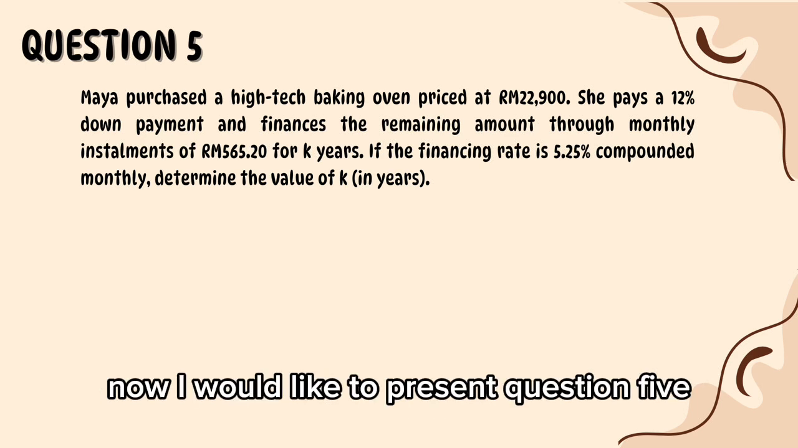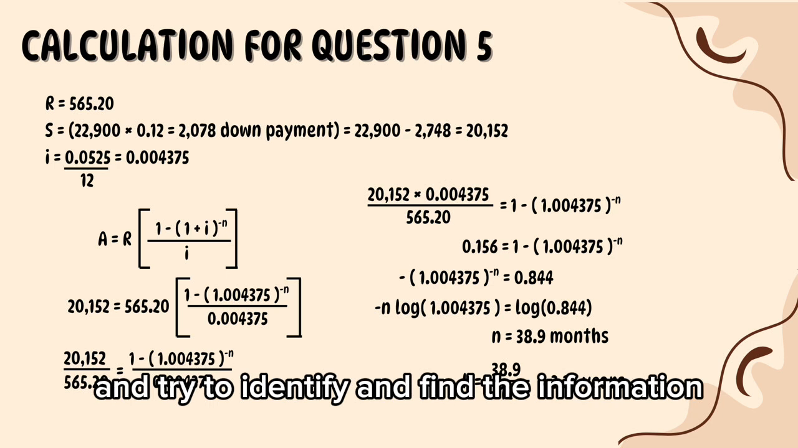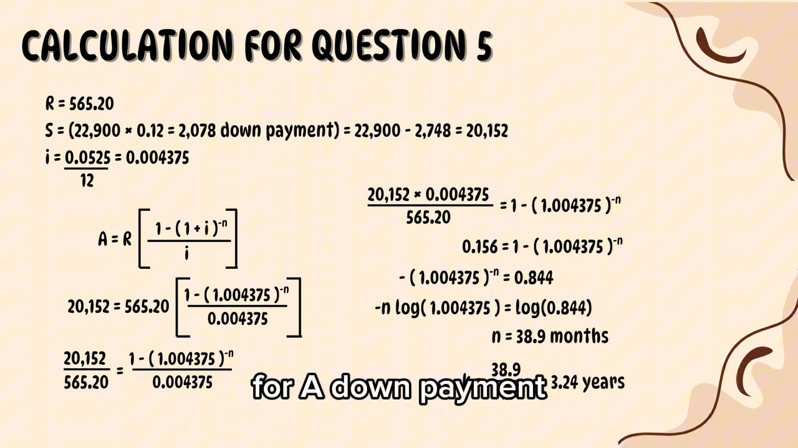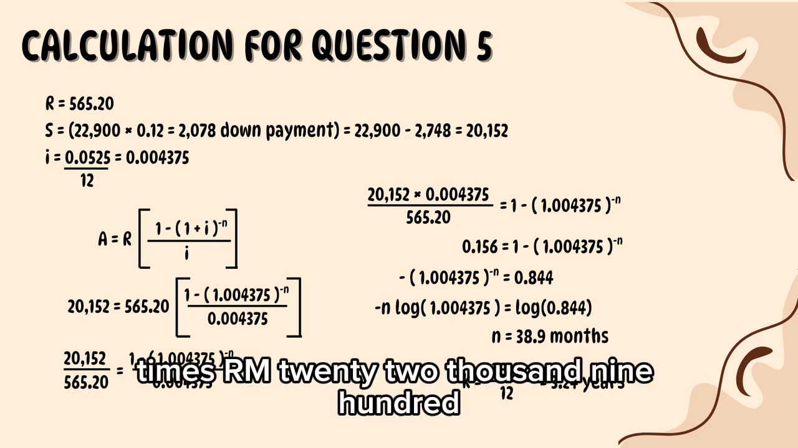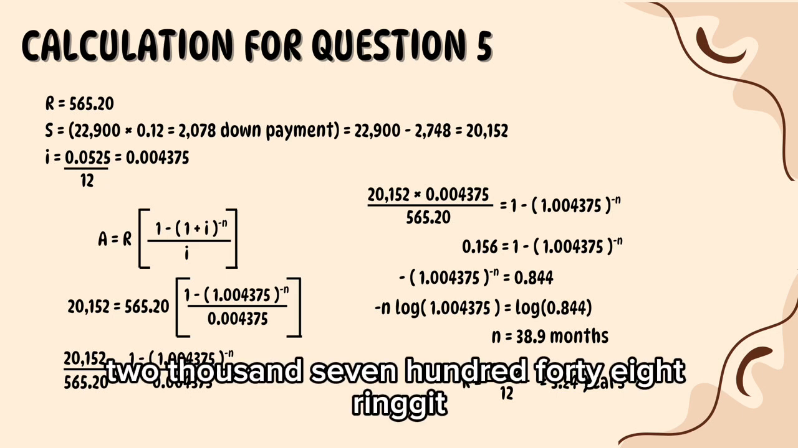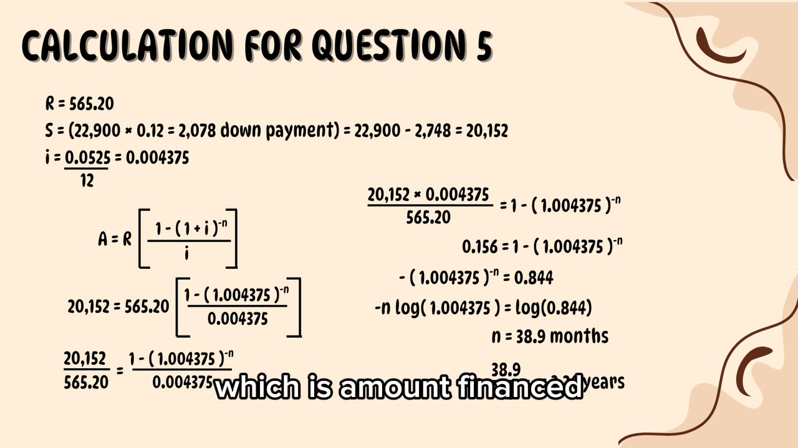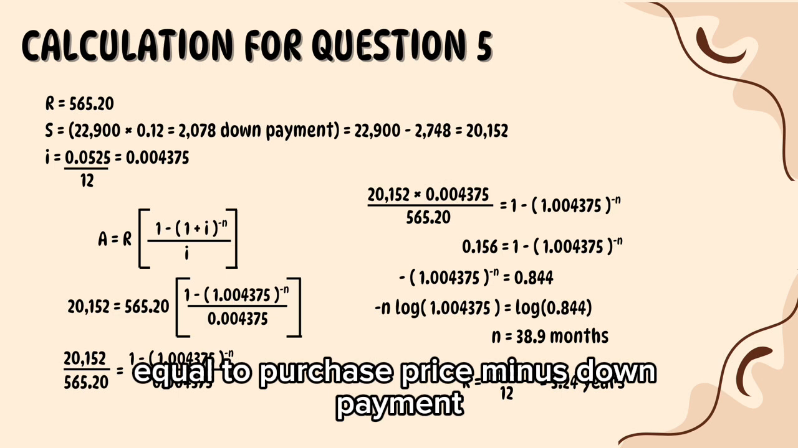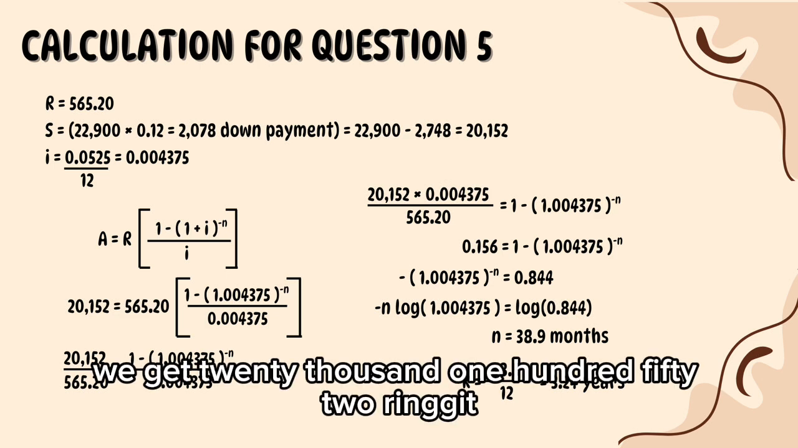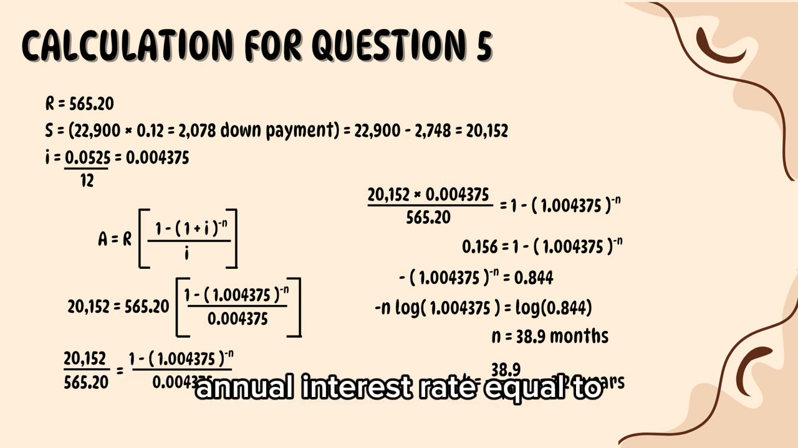Hi, my name is Muhammad Danish Hakim bin Jihadi. Now I would like to present question 5. We need to list out and identify the information. The down payment is 12% times RM22,900, so we get 2,748 ringgit. After that, we calculate the amount financed, which equals purchase price minus down payment. We get 20,152 ringgit. Then the annual interest rate is 5.25%.